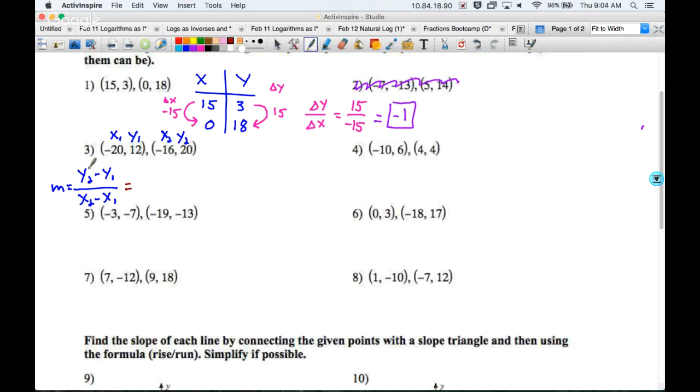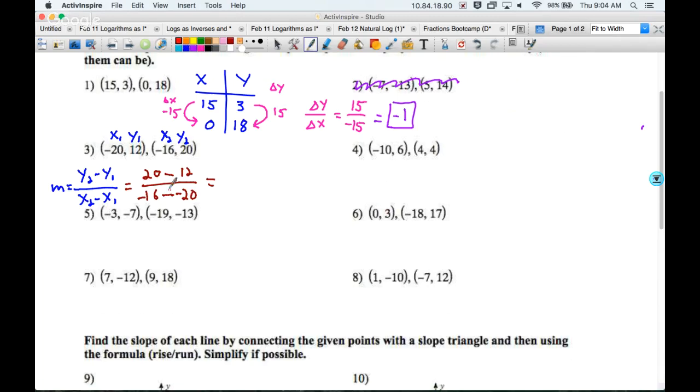All right, now I just have to plug these in. So for y2, I go look over here. Okay, for y2, I labeled the 20 y2. Then I write the minus from the formula. Then I look for y1. y1 is a 12. Fill that in. x2 is a negative 16. I write the minus from the formula. Then I go look at x1. x1 is a negative 20. Notice the double negative there. That's going to become a plus.